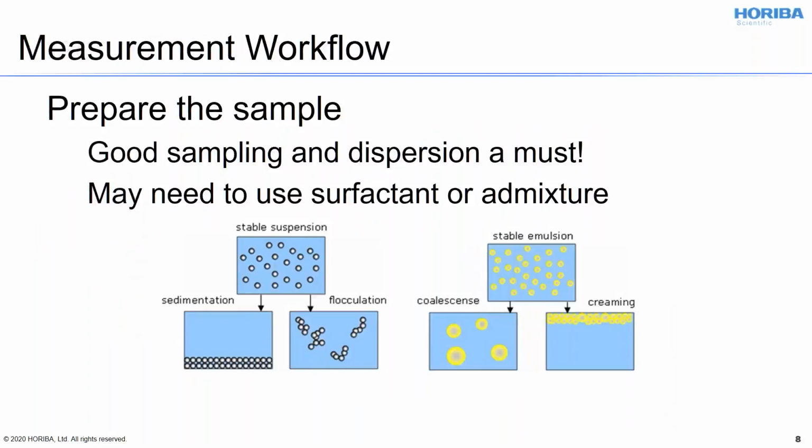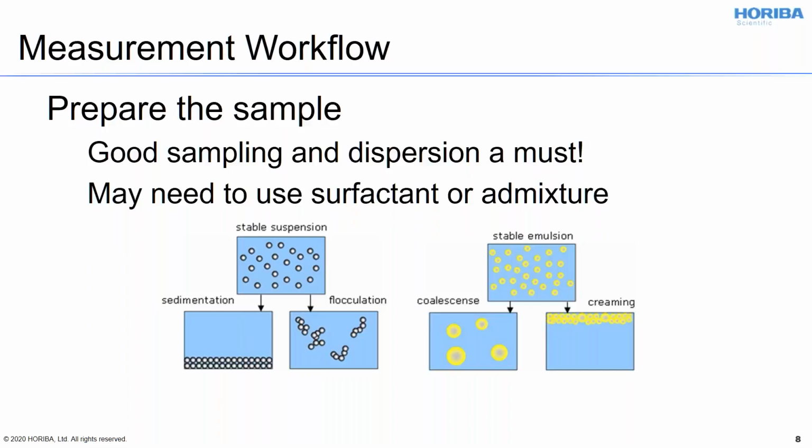In terms of measurement, the workflow is that you first need to prepare the sample, and often this can be the most interesting part of the whole process. You have to make sure you have good sampling and dispersion. I'm going to comment a little bit more on that as we walk through applications. You may be using a surfactant or some sort of admixture to ensure that you have a stable suspension, or if you're dispersing them in air with a dry powder system, that you're separating the particles adequately.